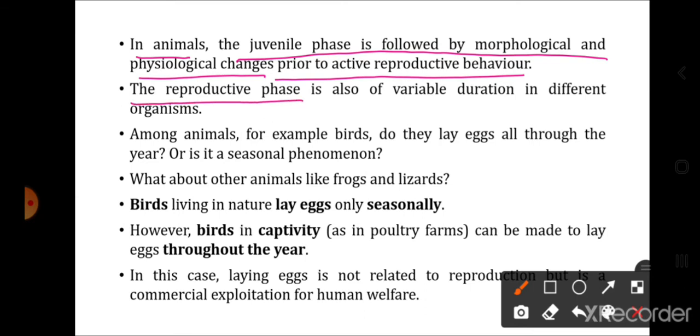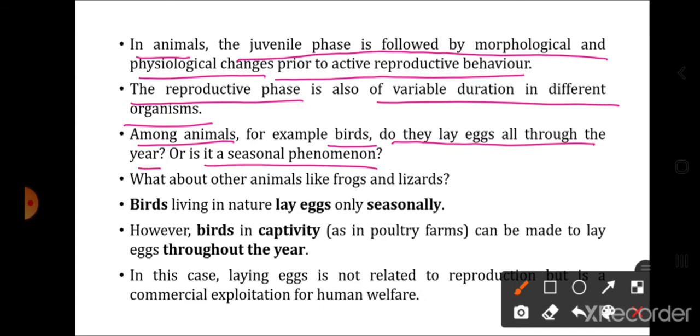The reproductive phase is also of variable duration in different organisms. Like the juvenile phase, the reproductive phase is also different for different kinds of organisms. Now the question arises, among animals, for example birds, do they lay eggs all through the year or is it a seasonal phenomenon? The same question arises about other animals, like what about frogs and lizards?